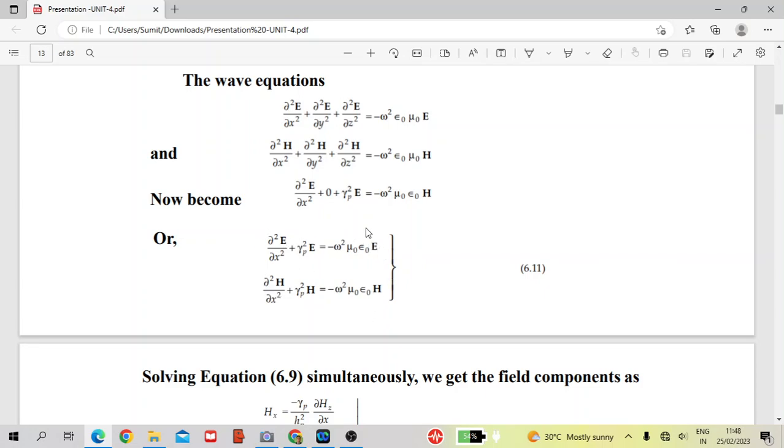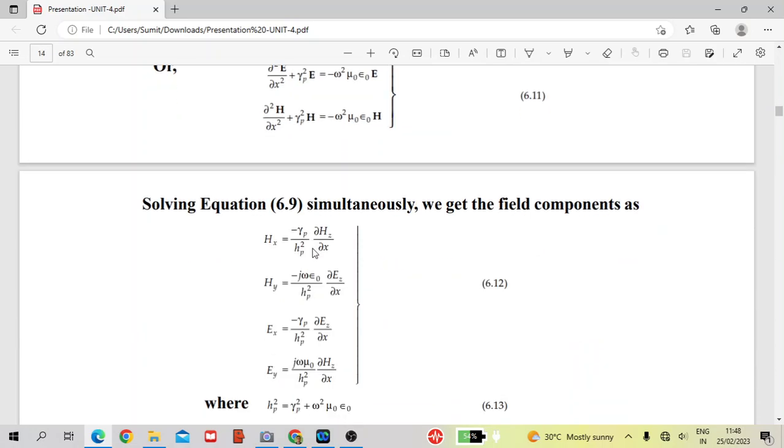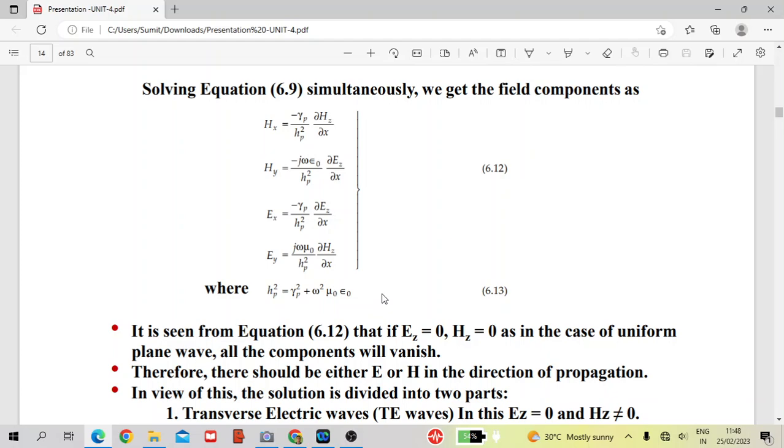You can see a second order differential equation is there, where this is the phase constant and others. Actually, a point to be noted is that in these two equations E and H are decoupled. That means this equation is in E, this in H, and each can be solved. Once we solve this, we get h square equals gamma square plus omega square mu 0 epsilon 0.